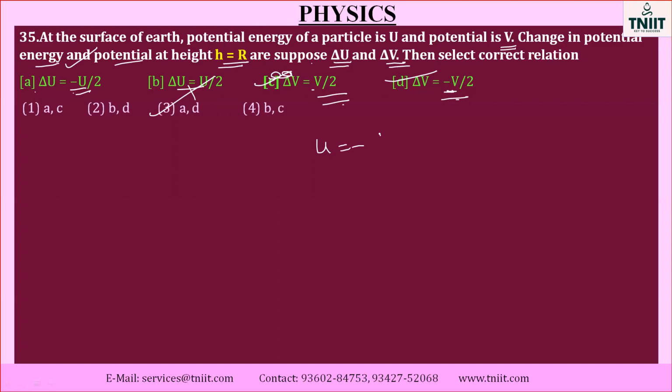Because you know that potential energy is minus GMm by R, and gravitational potential is minus GM by R. Both go with a negative sign. So both the energy and the potential will become negative. So option 3 is the right answer.